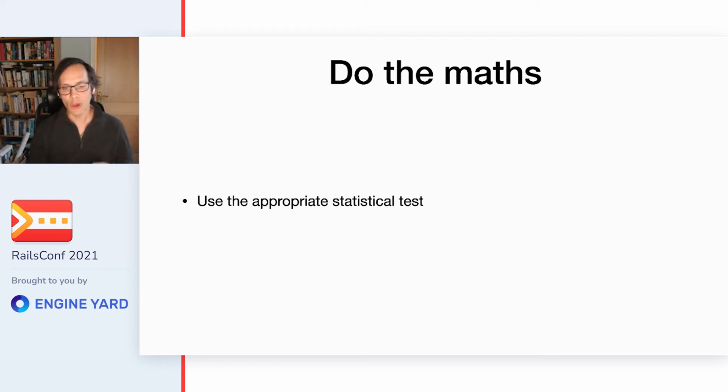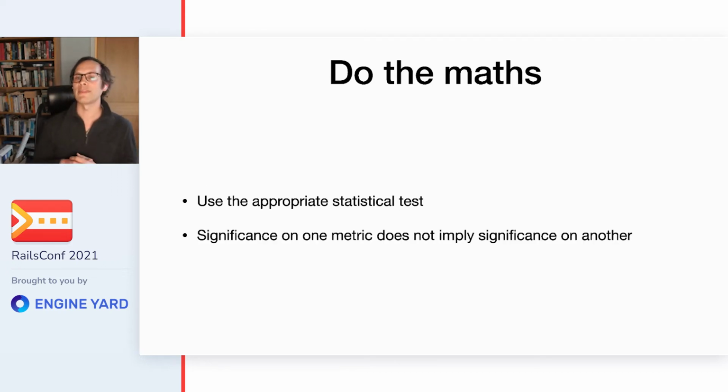And not only is it not the same, but it does not follow that if one metric has a significant result, other metrics will have the same result. Significance on one metric does not imply significance on another. Where I've seen this most often is people use a tool or a platform that can measure one kind of metric, but you're most interested in a different metric, and you hope that because one is significant, the other is too. That's not right. It doesn't work.